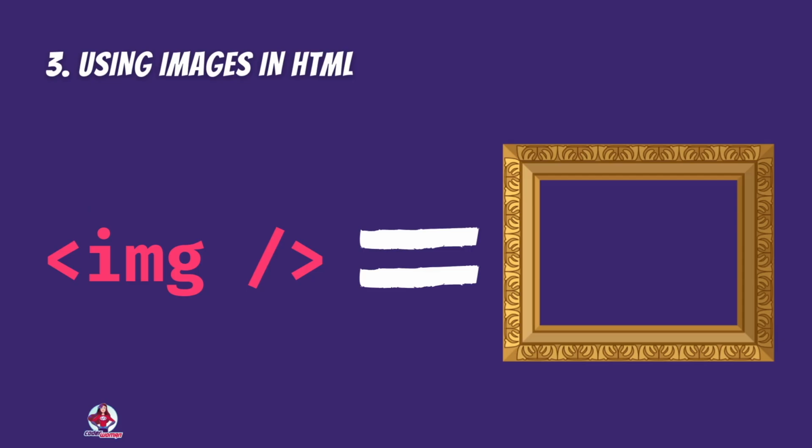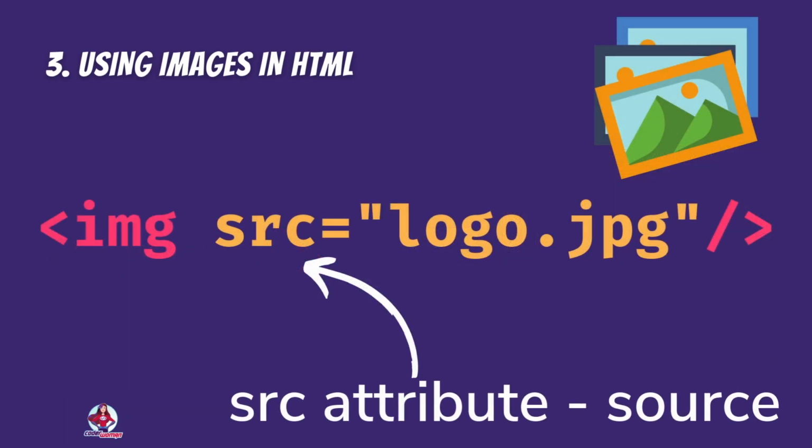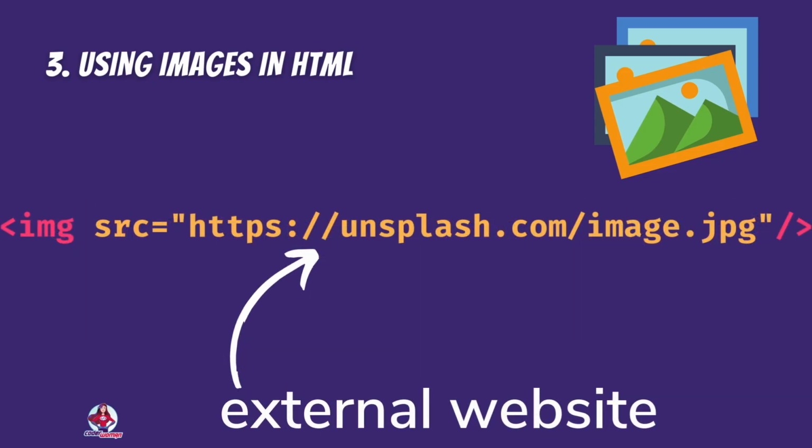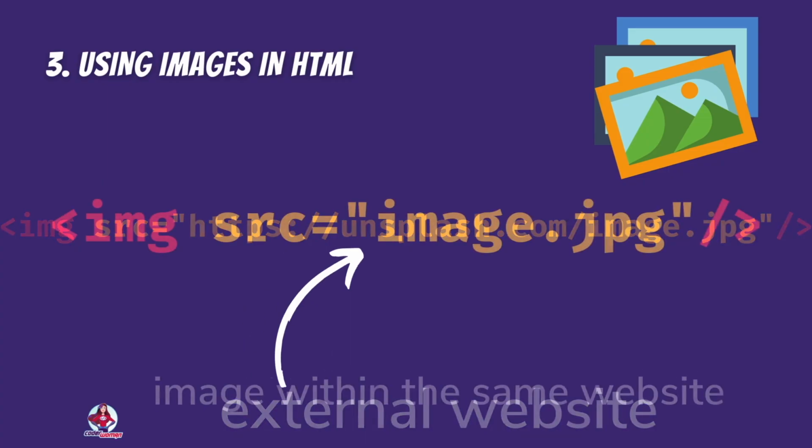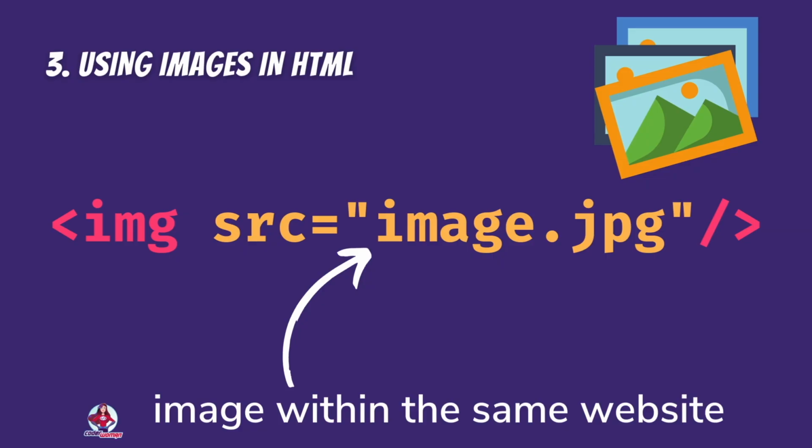How can we do it? We need to add an src attribute which tells the browser where to find the image file. The src attribute is a shortcut for the word source. Just like in absolute links, you can provide a URL to an external website, for example, unsplash.com, which is an excellent resource for free images. You can also display an image located within the same website, just like in relative links.